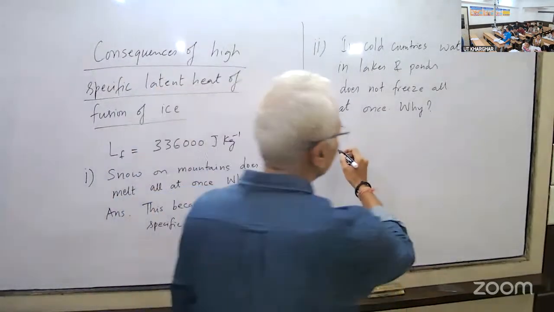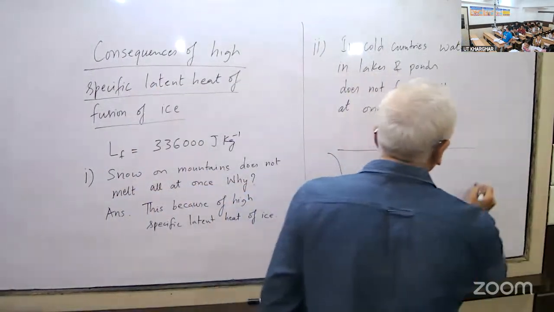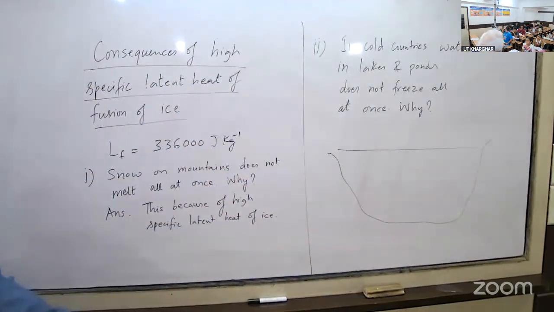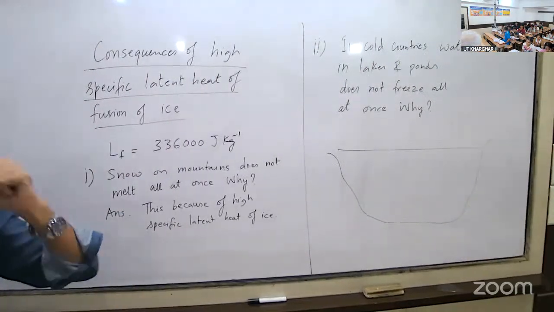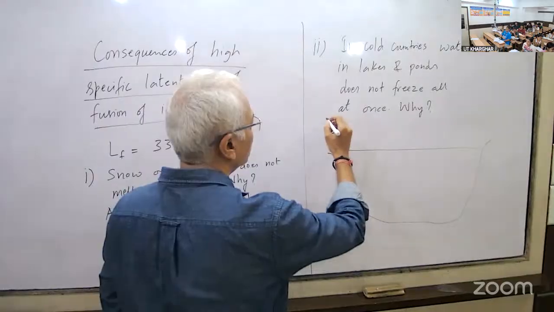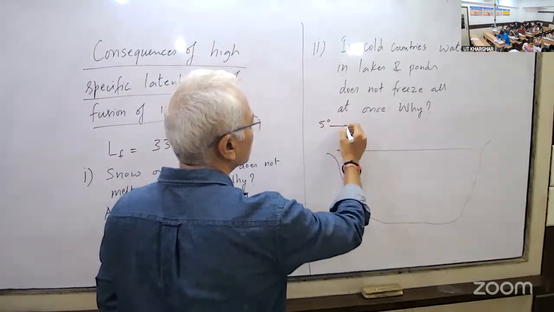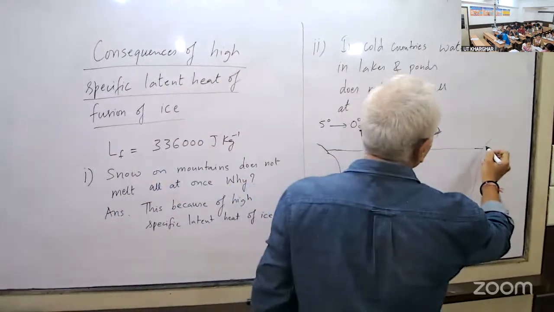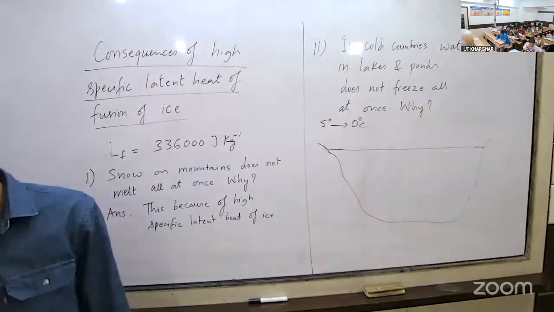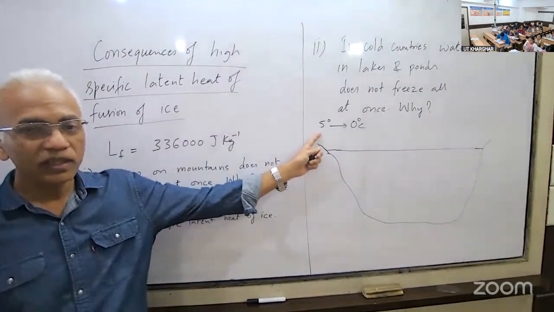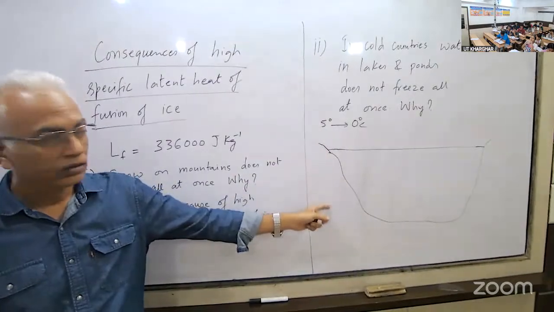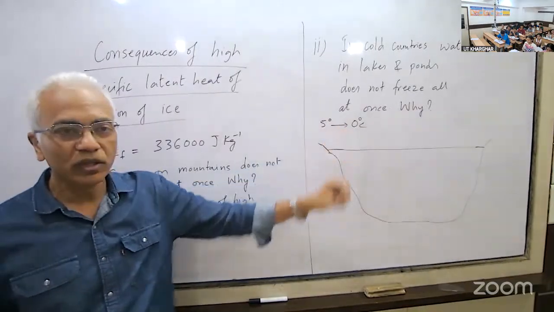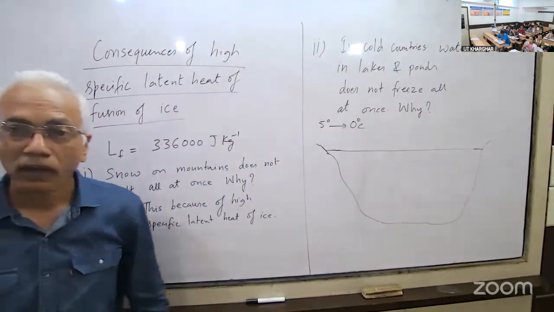So let's say you have a lake. Let's say the atmospheric temperature is dipping. Explain the freezing. What happens? Let us say initially the temperature was 5 degrees, so the whole of the water will be at 5 degrees. Correct? Now it has dipped to 0 degrees. Then explain what happens.